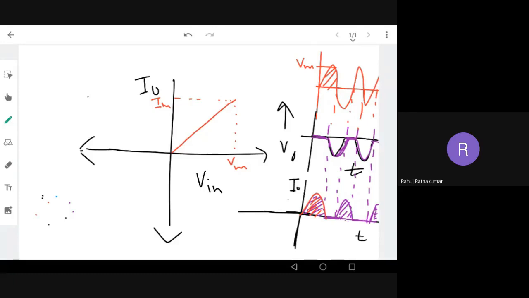Now what about the negative cycle? When the voltage is negative, you can see the voltage is negative here in the top. What happened? There is no current, right? The output waveform I'm getting is negative, but my output current is zero because the diode is cut off. So when the voltage is negative, I don't get any current. So this is my I out versus V in plot.